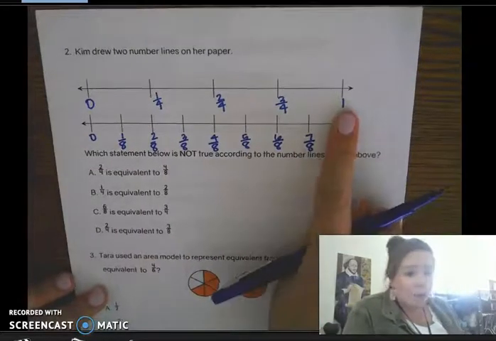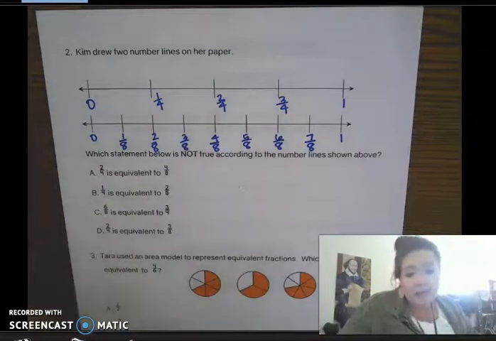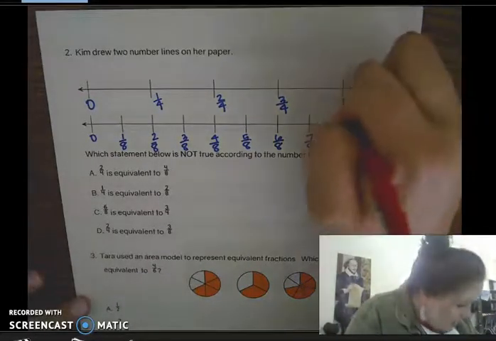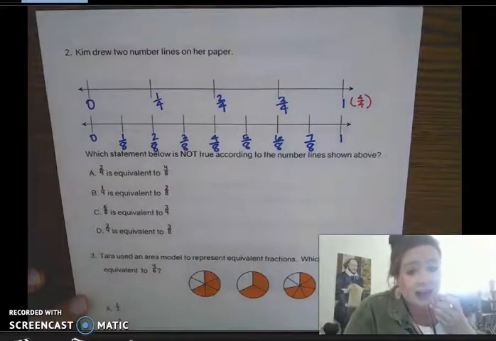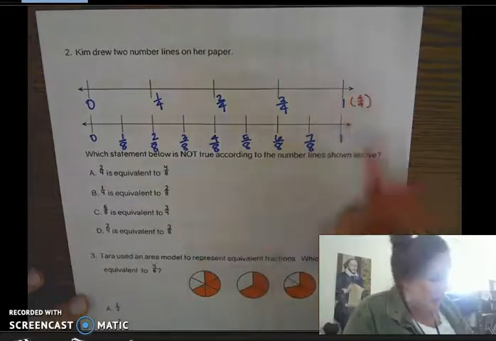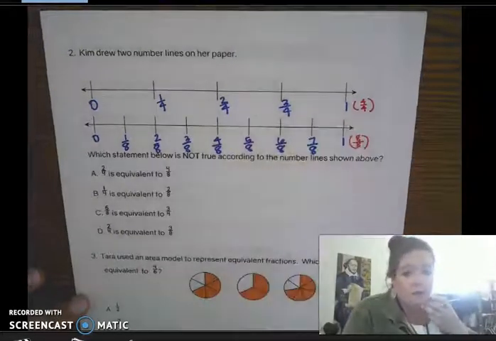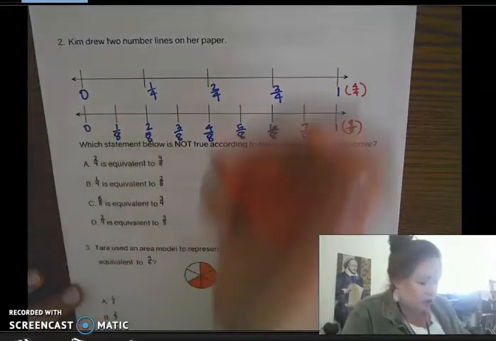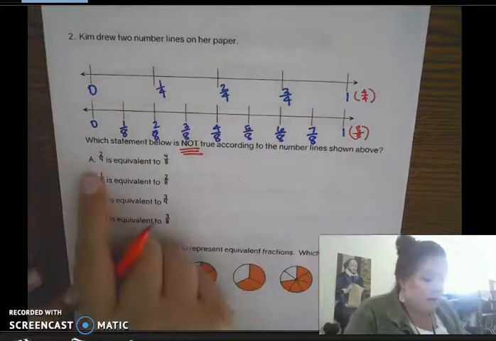This over here would be 4/4, because when your numerator and your denominator are the same, you have a fraction equivalent to 1. You have a whole. You don't need to call it 4/4, but I'm just going to tell you that's what that is, okay? In case you ever see that, 4/4 or 8/8 in this case is equal to 1 whole, all right? Which statement below is not true according to the number lines shown above?